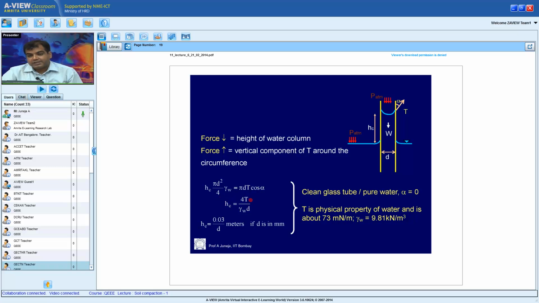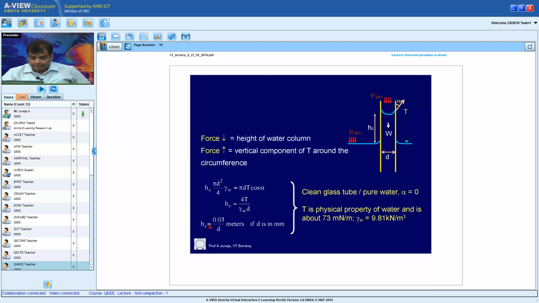Hc, which is the capillary height, equals 4T, and I have plugged in 73 over there. So I get Hc equals 0.03 by small d. This Hc comes out to be in meters if I put small d in millimeters. So this equation has taken care of dimensions. It is plugged in millimeters, but the answer is in meters because the constant over there takes care of it.